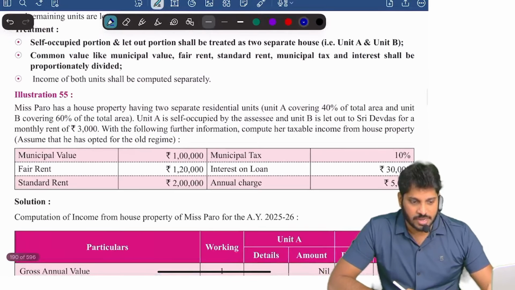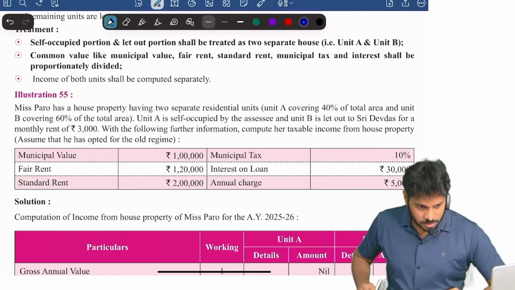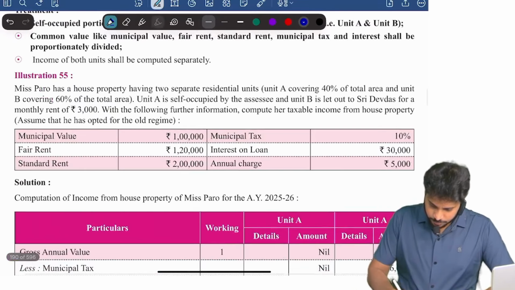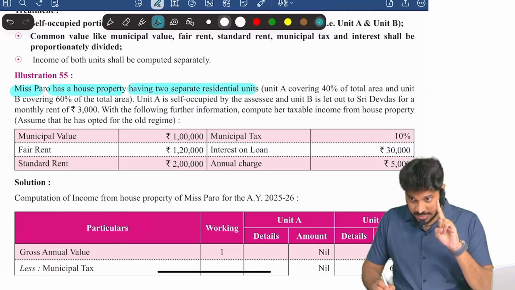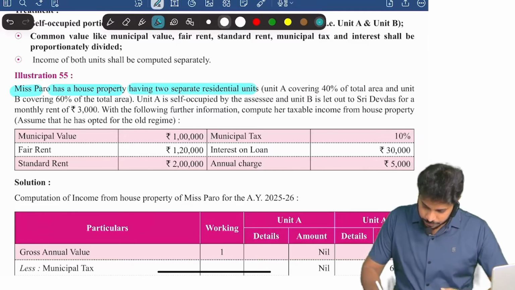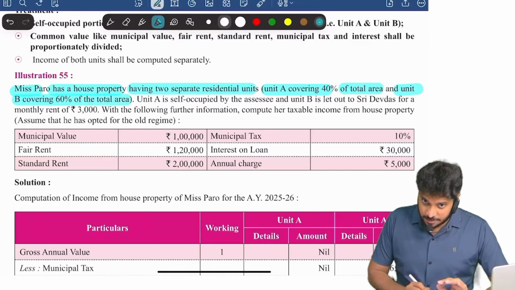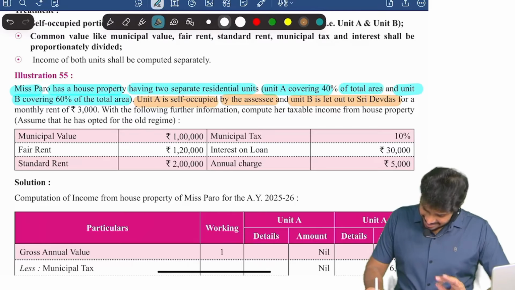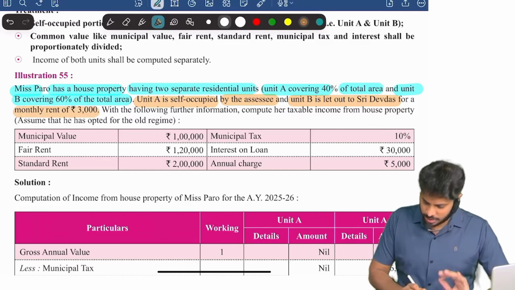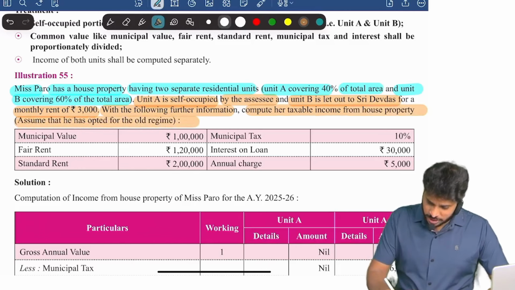Illustration number 55. Miss Paro has a house property having 2 separate units. So remember, it's a single property but has 2 units. Unit A covers 40% of total area, Unit B covers 60% of total area. Unit A is self-occupied by her. Unit B is let out to Devadas for a monthly rent of 3,000. With the following further information, compute taxable income under old regime.